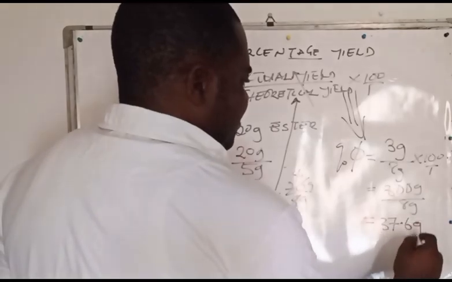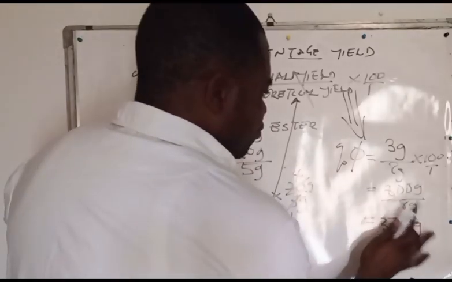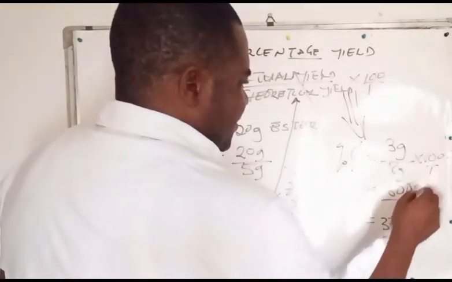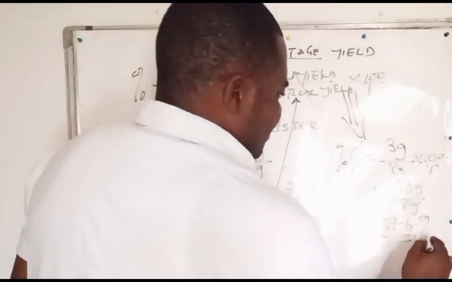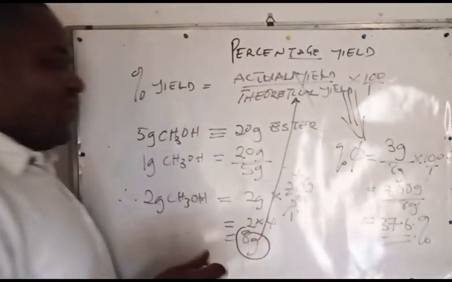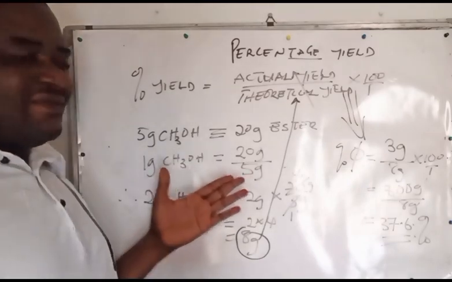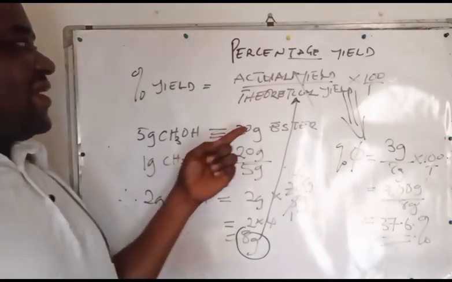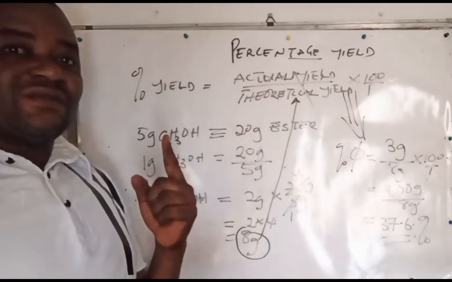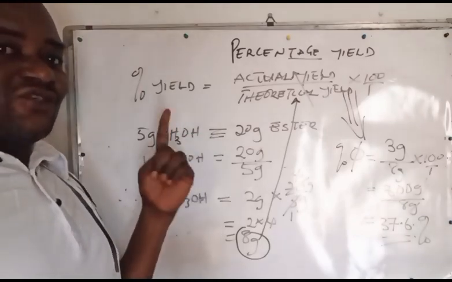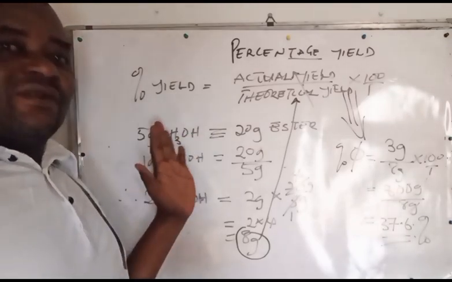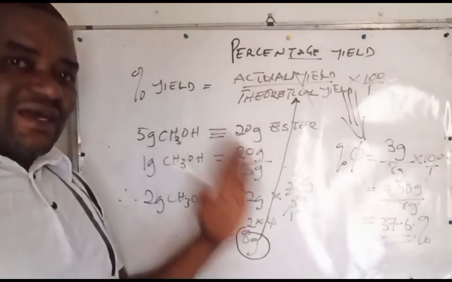37.5. No, sorry, this is not in grams, because the grams cancel off, so this is in percent. So you have been able to calculate the percentage yield of an ester in the reaction of ethanol with ethanoic acid.